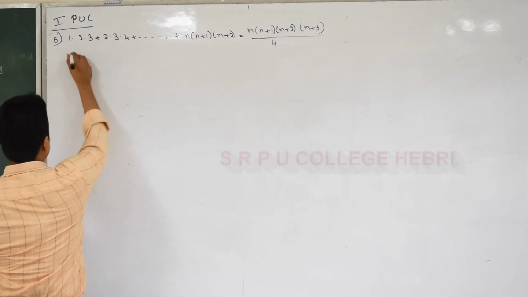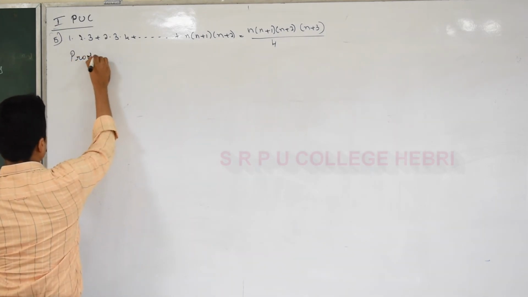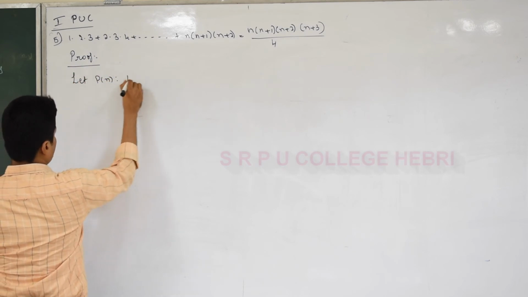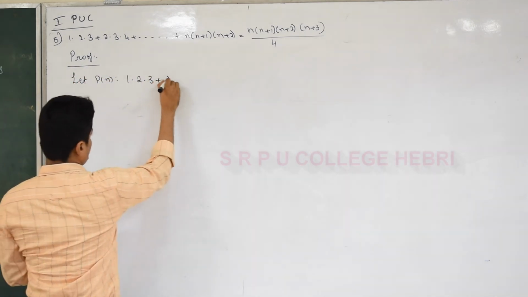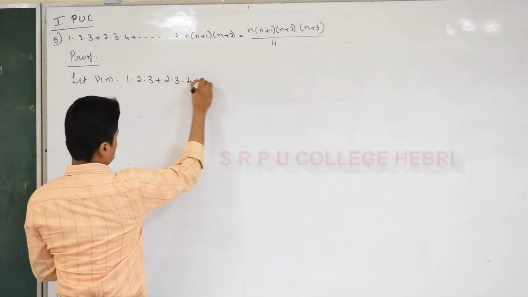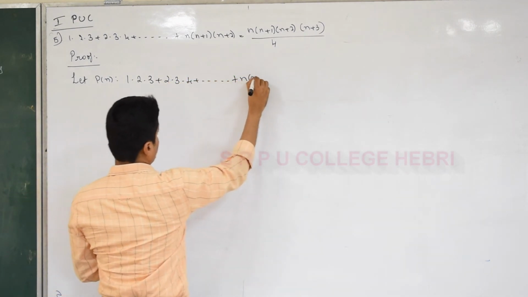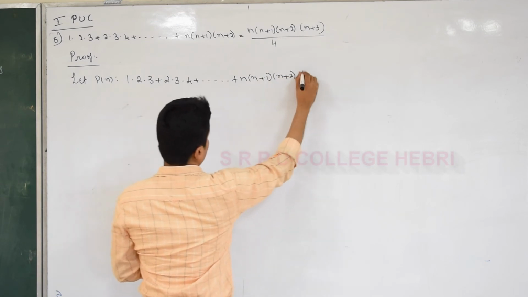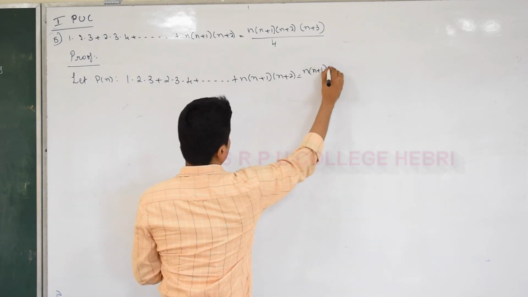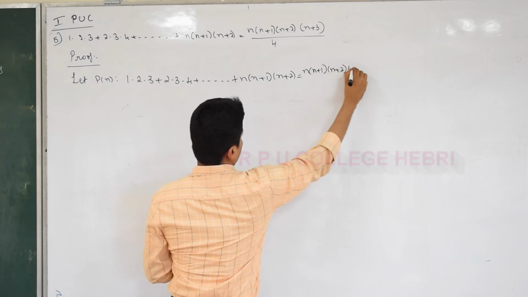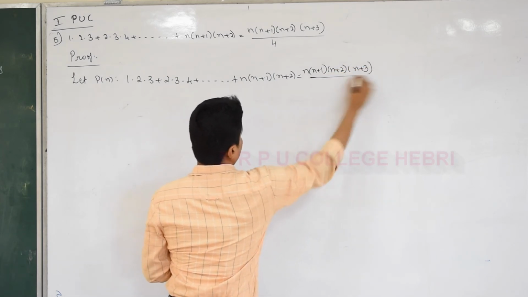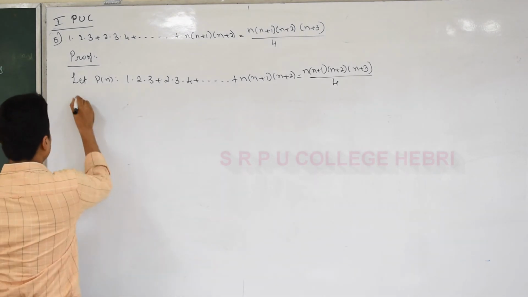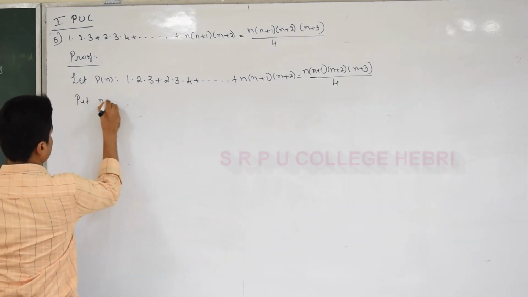Yes, the procedure you know: take the given problem as P of n. What is P of n? 1 into 2 into 3, 2 into 3 into 4, so on up to n into n plus 1, n plus 2, is equal to n into n plus 1, n plus 2, n plus 3 divided by 4. Okay, very good. Now verify the result for n is equal to 1.